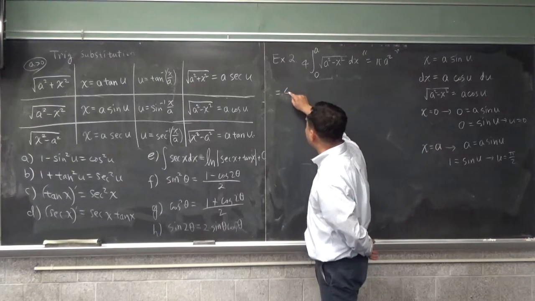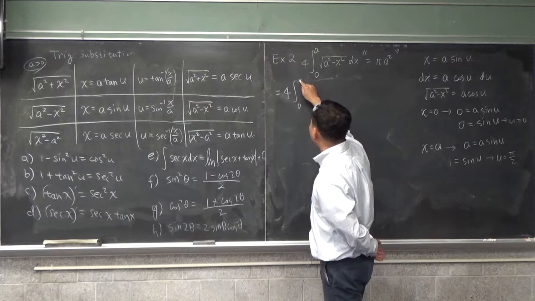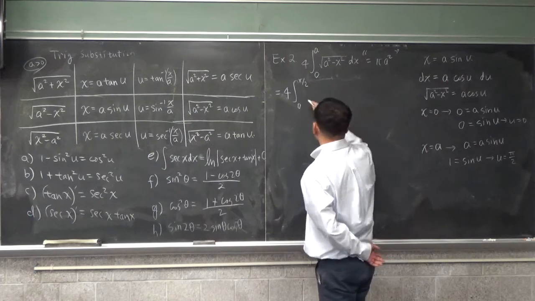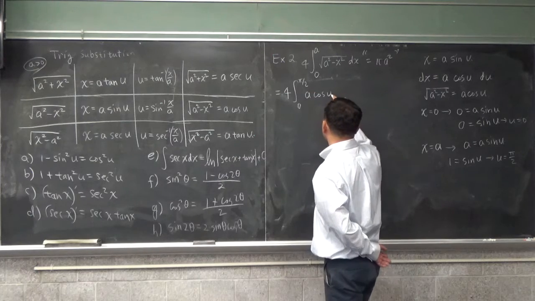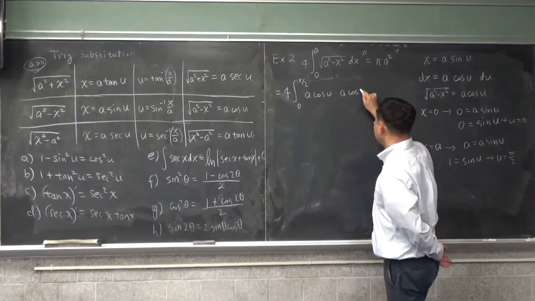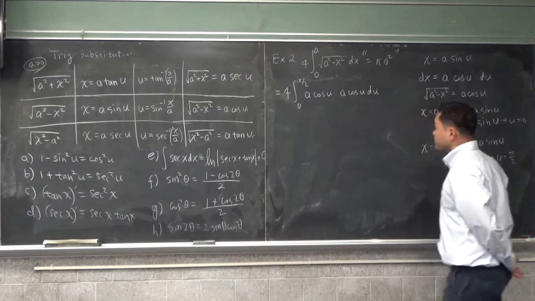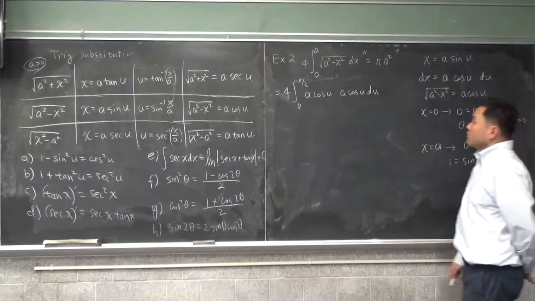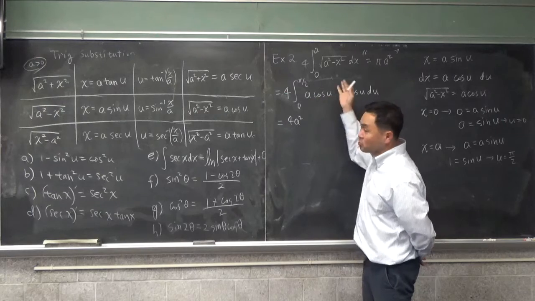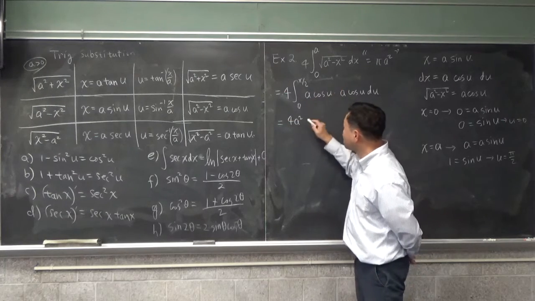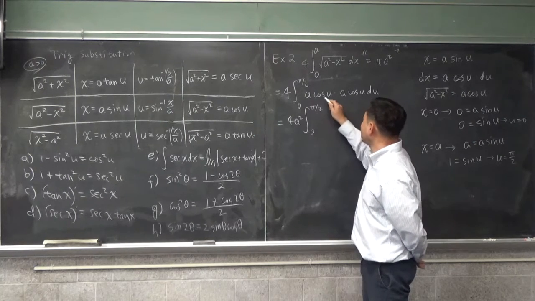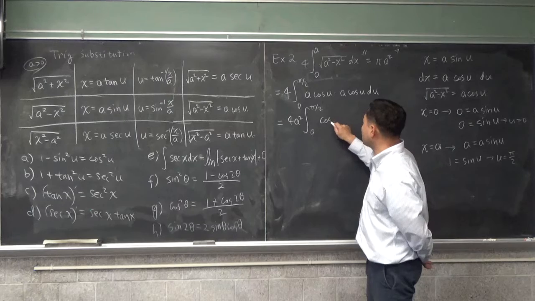Therefore, here's the integral. It'll be 4 times the integral from 0 to pi over 2. The square root of a squared minus x squared is replaced by a cosine of u, and dx is replaced by a cosine u du. Therefore, you get 4a squared. A is a constant, so you can bring it outside the integral, and you end up with cosine times cosine, which is cosine squared of u du.